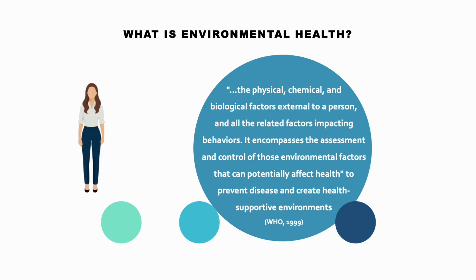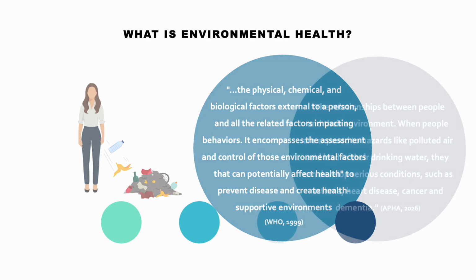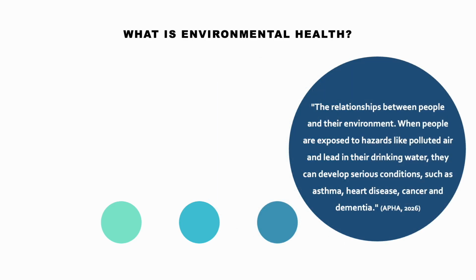Note that in these traditional definitions, environmental health is about creating an environment that's safe for people and reducing the risk of harm to people from hazards in the environment. Whereas environmentalism was the term for efforts to reduce the harm people were doing to the natural environment. The American Public Health Association defines environmental health as the relationships between people and their environment. When people are exposed to hazards like polluted air and lead in their drinking water, they can develop serious conditions such as asthma, heart disease, cancer, and dementia.